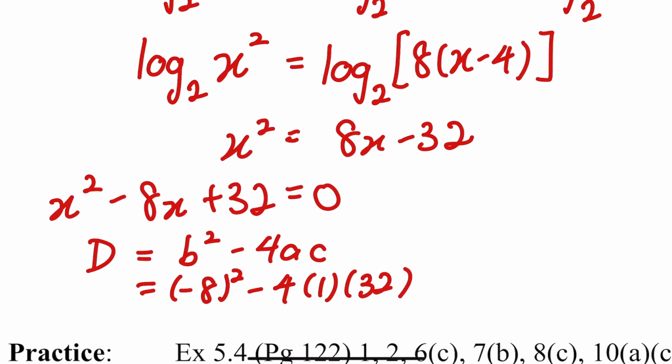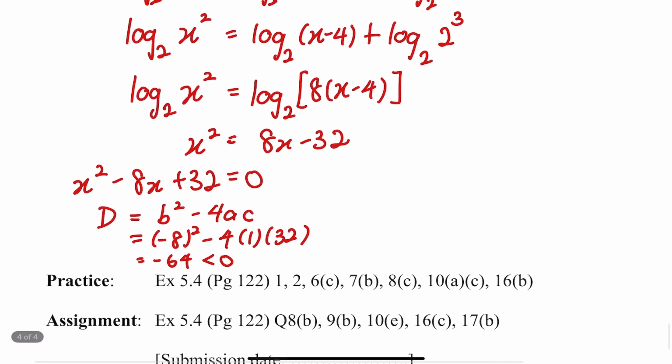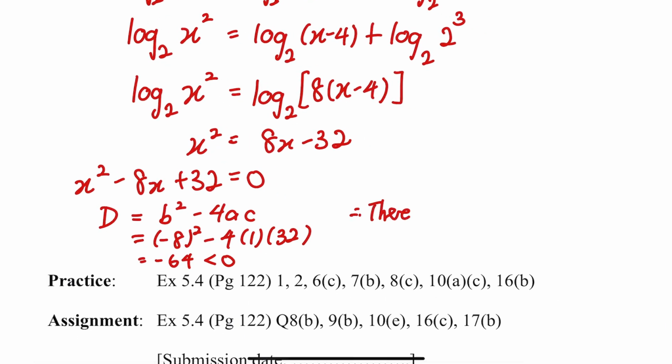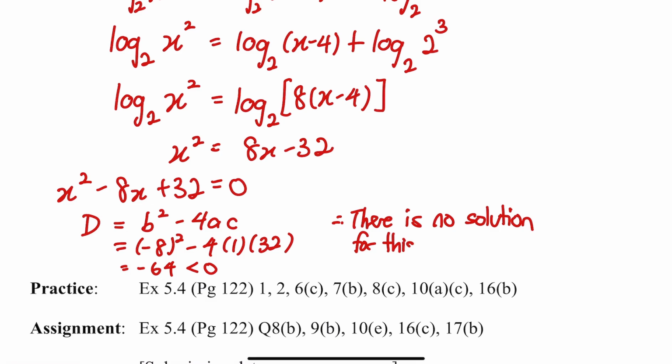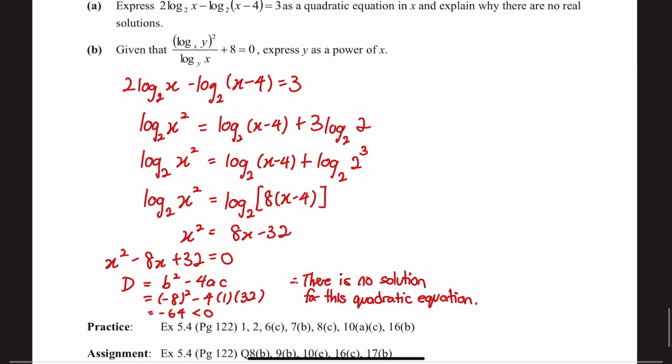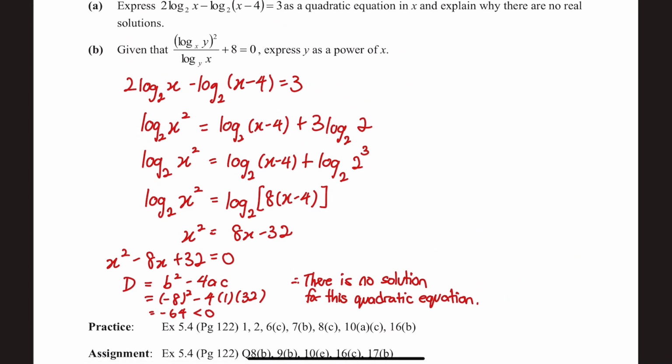Over here, what will you get? Let's calculate that out. It will be 64 minus 4 times 32. I'll get negative 64, which is less than 0. So therefore, there is no solution for this quadratic equation, and hence no real roots. This is for part A, to explain why this quadratic equation has no real roots.